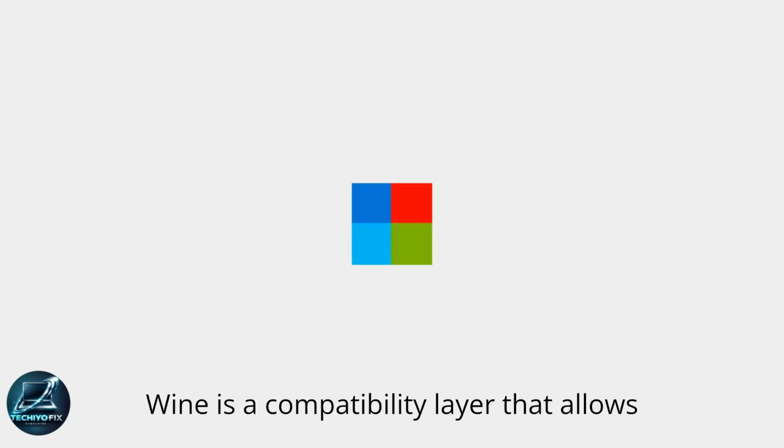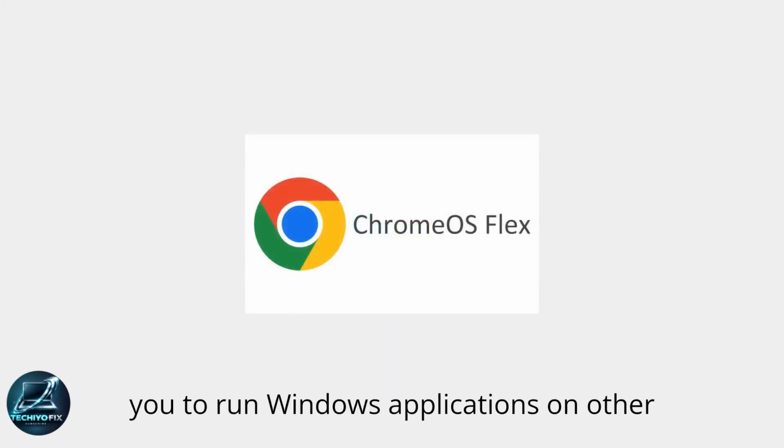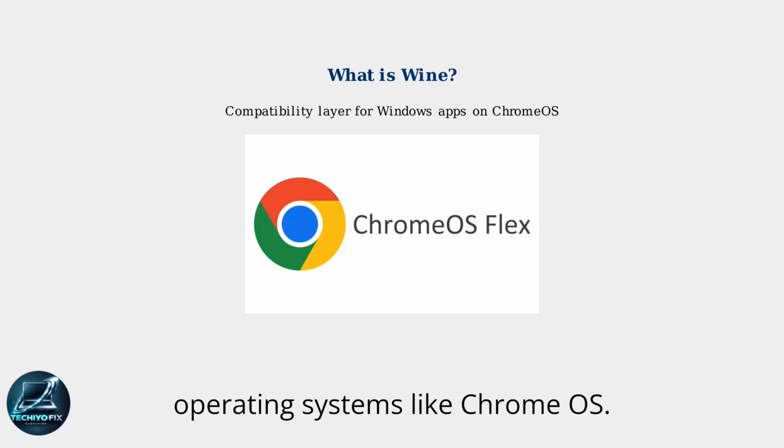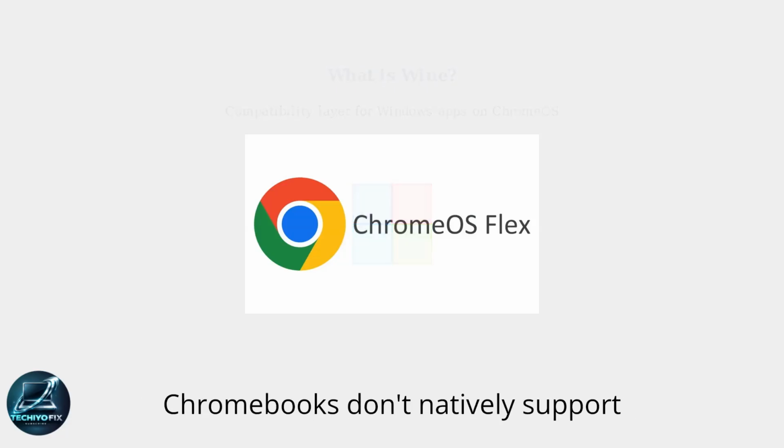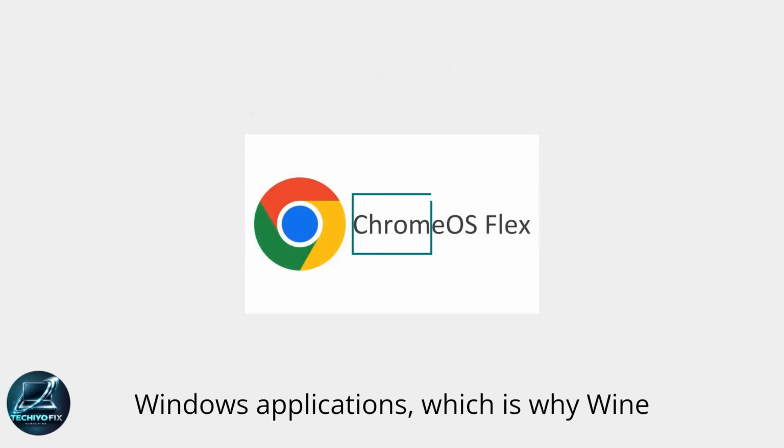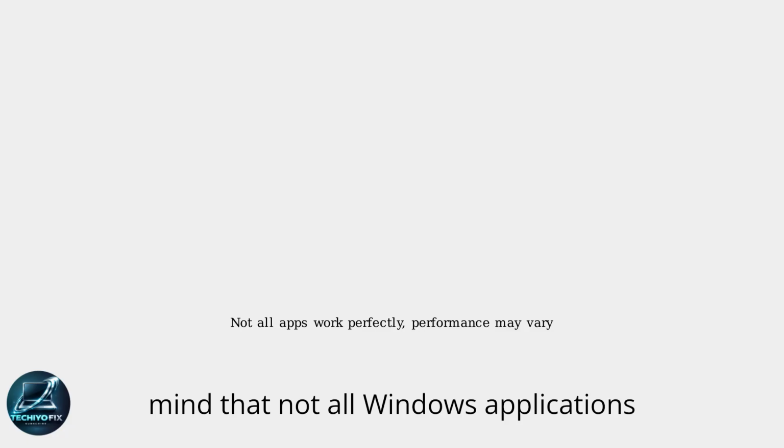Wine is a compatibility layer that allows you to run Windows applications on other operating systems like Chrome OS. Chromebooks don't natively support Windows applications, which is why Wine is needed to run them. Keep in mind that not all Windows applications will work perfectly on Chrome OS through Wine, and performance may vary depending on the app and your Chromebook's hardware.